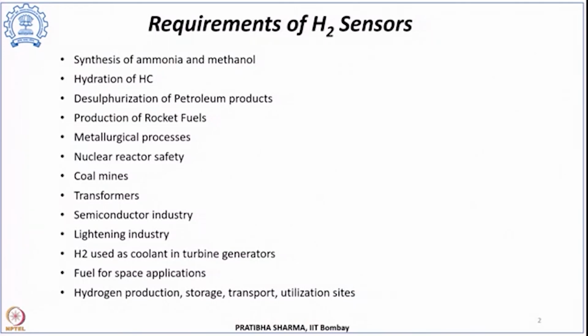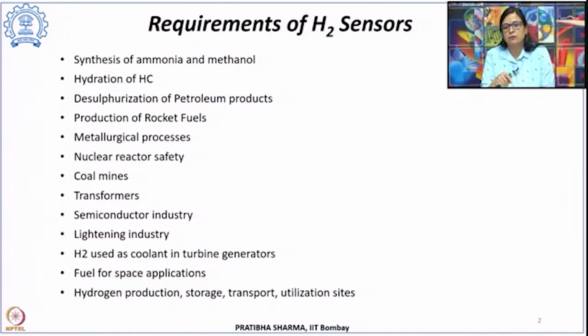Hydrogen sensors are required when the process is hydration of hydrocarbons or desulfurization of petroleum products, production of rocket fuels, various metallurgical processes like galvanization or different types of other processes in the nuclear reactor safety. While fuel processing, it is required to know the content of hydrogen. In the coal mines, like if it is produced from say methane or from coal dust explosions, identifying the hydrogen amount, the concentrations, is very much essential.